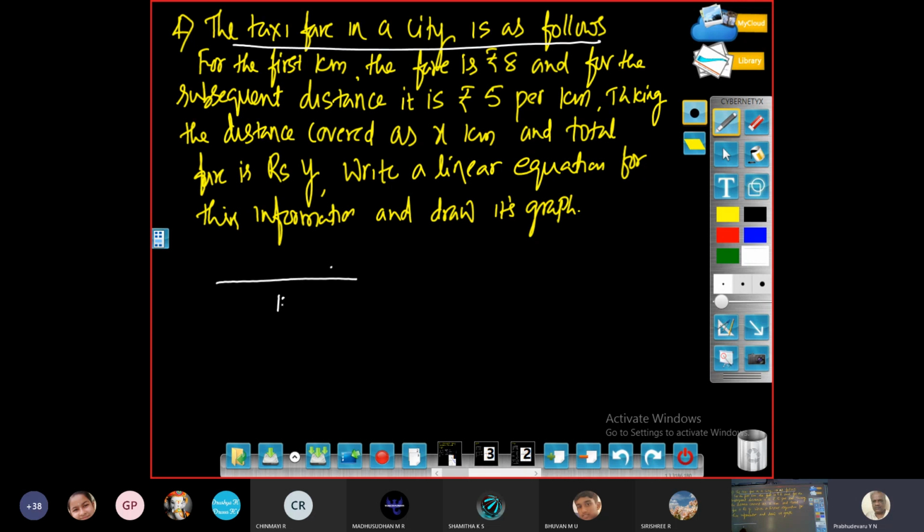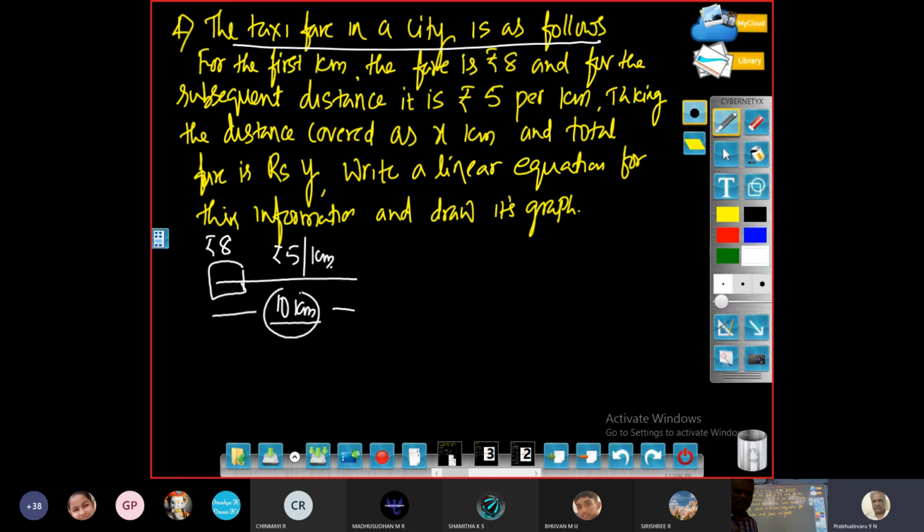Suppose you travel 10 kilometers. If you travel 10 kilometers, the first kilometer charge will be rupees 8. The remaining subsequent distance is rupees 5 per kilometer. So remaining means, out of 10, first kilometer 8 rupees, then how many kilometers will be left out?